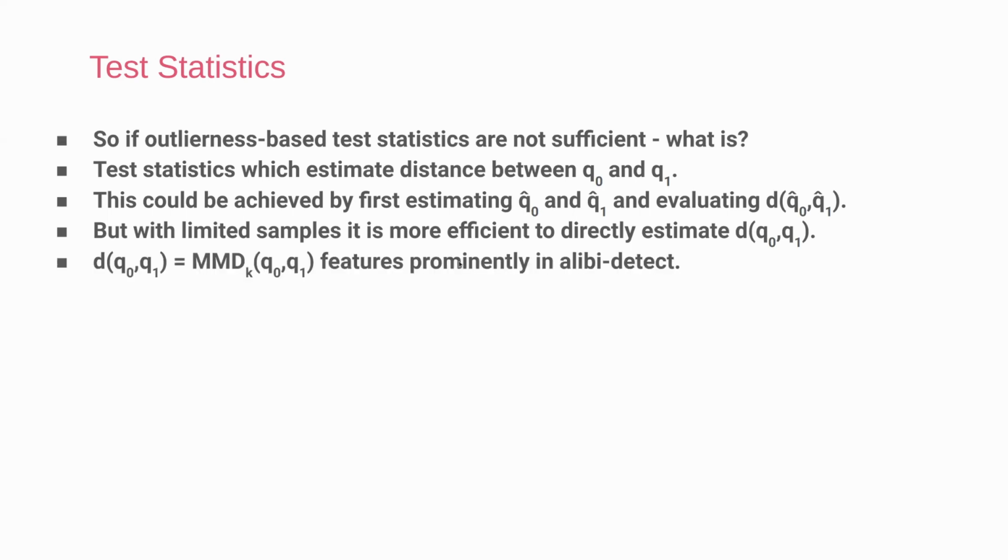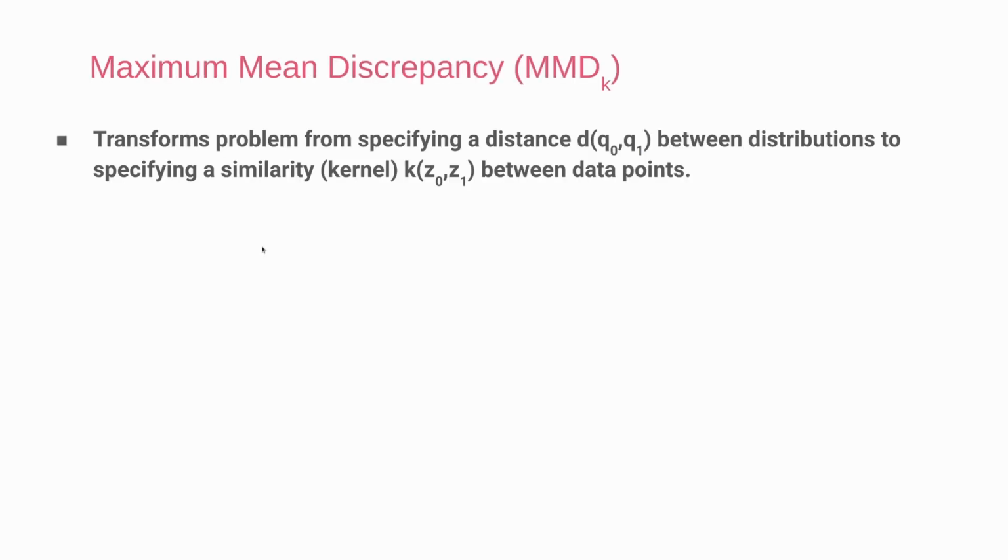The one particularly common way of doing this, which features prominently amongst our Alibi Detect detectors, is using what's called the maximum mean discrepancy, which probably seems pretty obscure to people, but it's actually pretty intuitive. So we're just going to quickly look at how that works now. So maximum mean discrepancy, which you see has this subscript K, which refers to a kernel, which is a similarity measure between data points rather than distributions. So whereas we're looking to define a distance between different distributions, MMD transforms that problem to merely specifying a similarity between points.